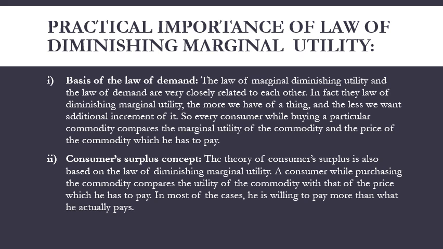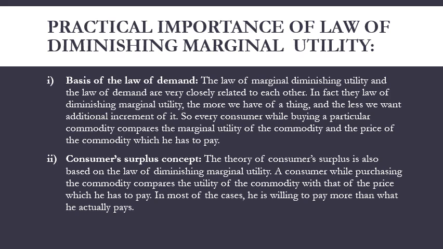In fact, by the law of DMU, the more we have of a thing, the less we want an additional increment of it. So every consumer, while buying a particular commodity, compares the marginal utility of the commodity and the price of the commodity which he has to pay. So there is some correlation, some relation, between the price and the marginal utility. We'll be discussing that relation in our upcoming topics.